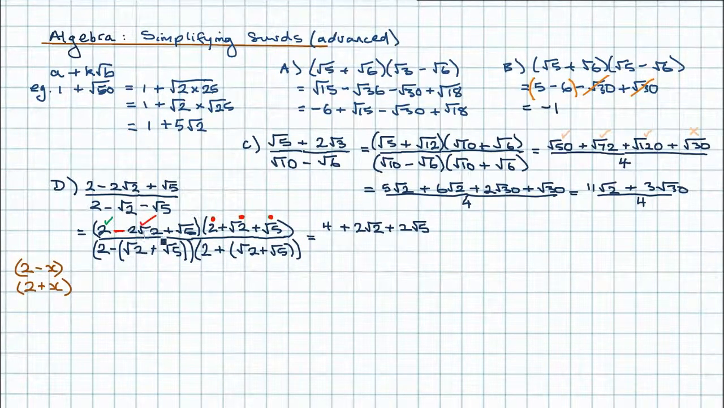So negative 2 root 2 times 2, well that's going to be negative 4 root 2. So negative 4 root 2. Negative 2 root 2 times root 2, well that's going to be negative 2 times 2, so that's going to be negative 4. And negative 2 times root 10, so negative 2 root 10, there we go. Okay, so I hope that's clear.